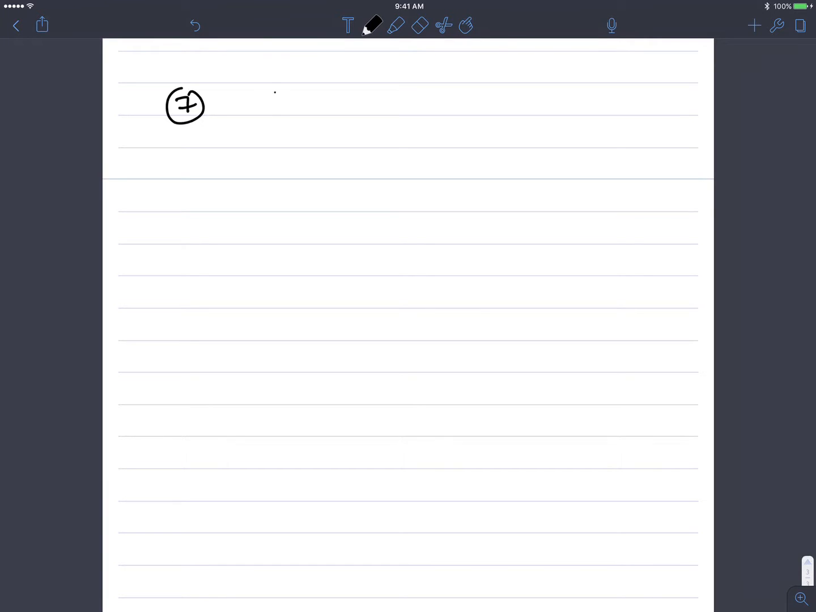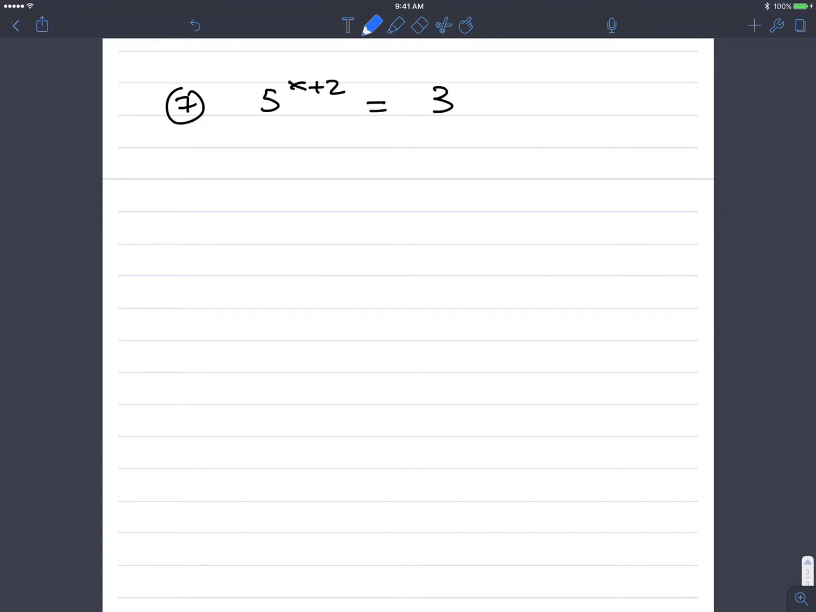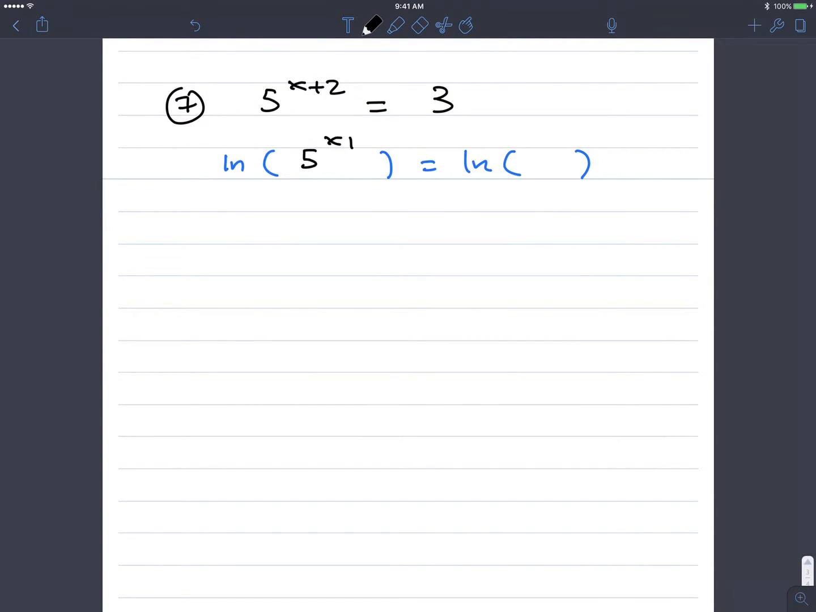Number 7, we have 5 to the x plus 2 is 3. Like we talked about during lecture, we can either take the common log of both sides or the natural log. So I'm going to take the natural log of the left and set it equal to the natural log of the right. We get 5 to the x plus 2 here and a 3. Using the power rule for logs, pull out the power. We have here x plus 2 times the natural log of 5 equals the natural log of 3.